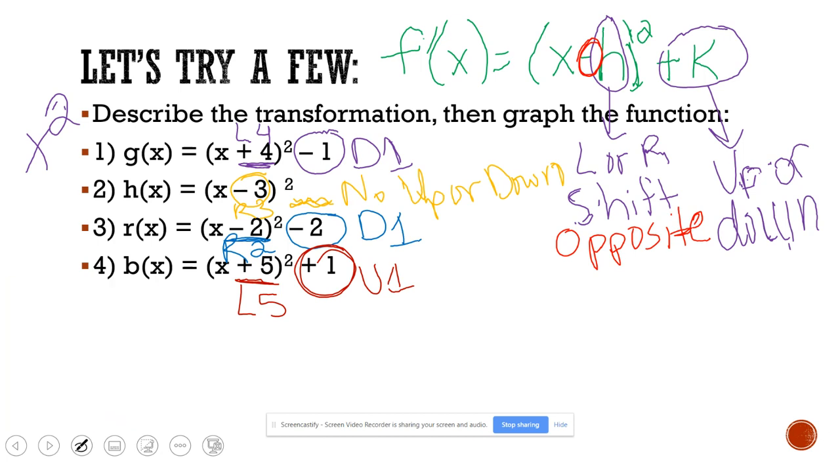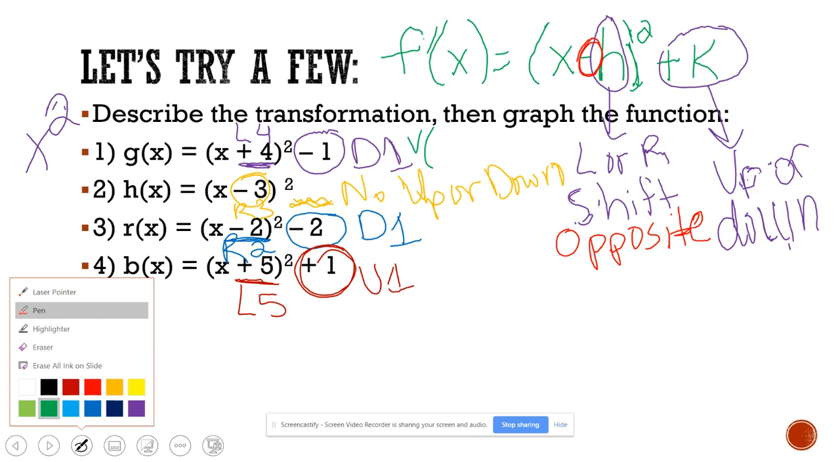Now that we know what our graph is doing, our parabola, we can also say that this left 4, down 1 moves our vertex. So as we start graphing, we're going to talk about that and include our vertex. So go ahead and take a look at your graph paper, have this on the side, and we're going to make our graphs.